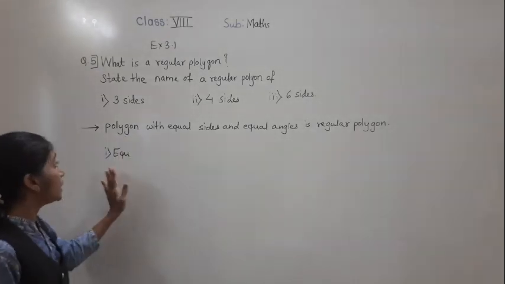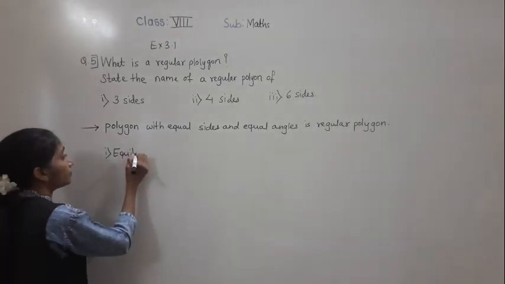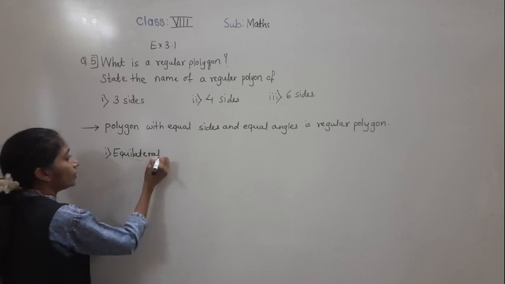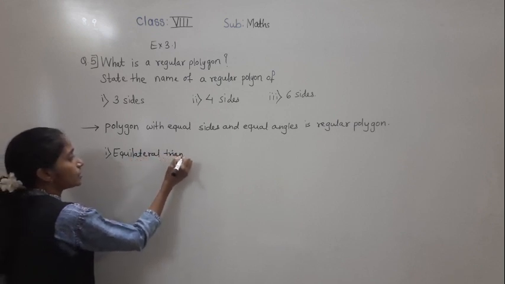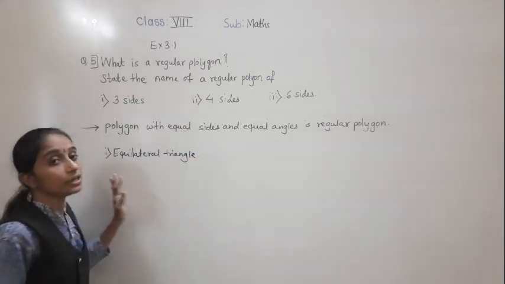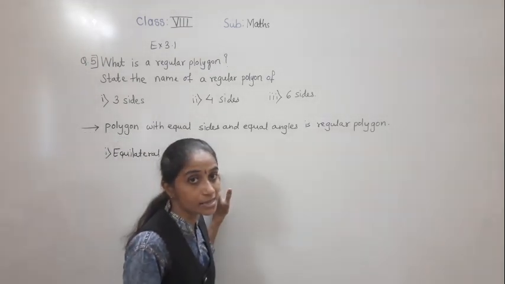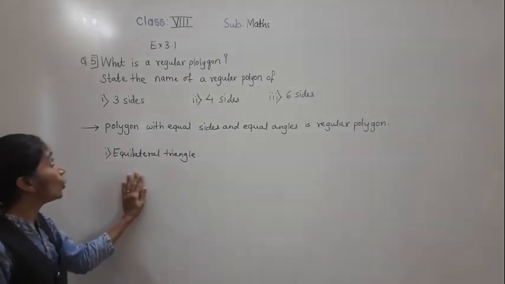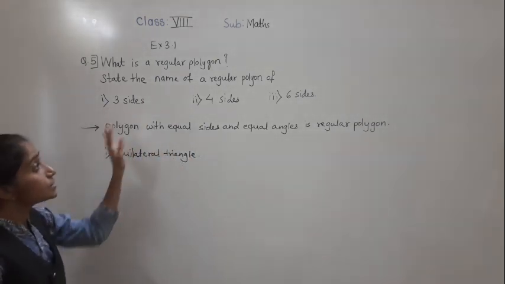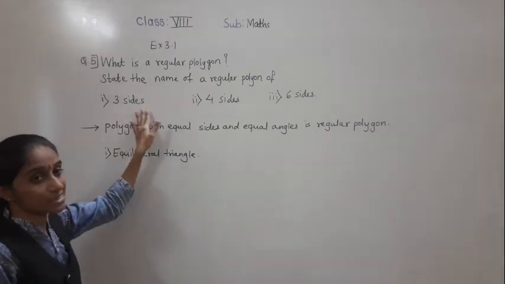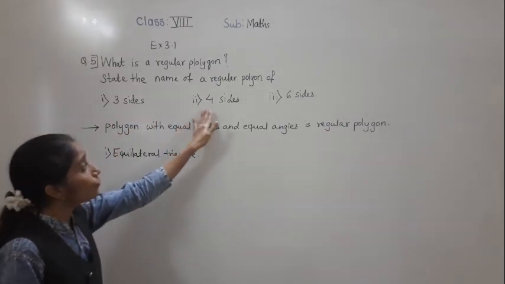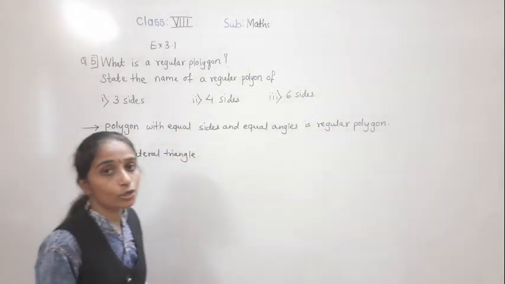But if you say equilateral triangle, it has all the sides and all the angles equal. An equilateral triangle has all the sides and all the angles equal. So this is the regular polygon with 3 sides. Okay. Now with 4 sides, which polygon will come?